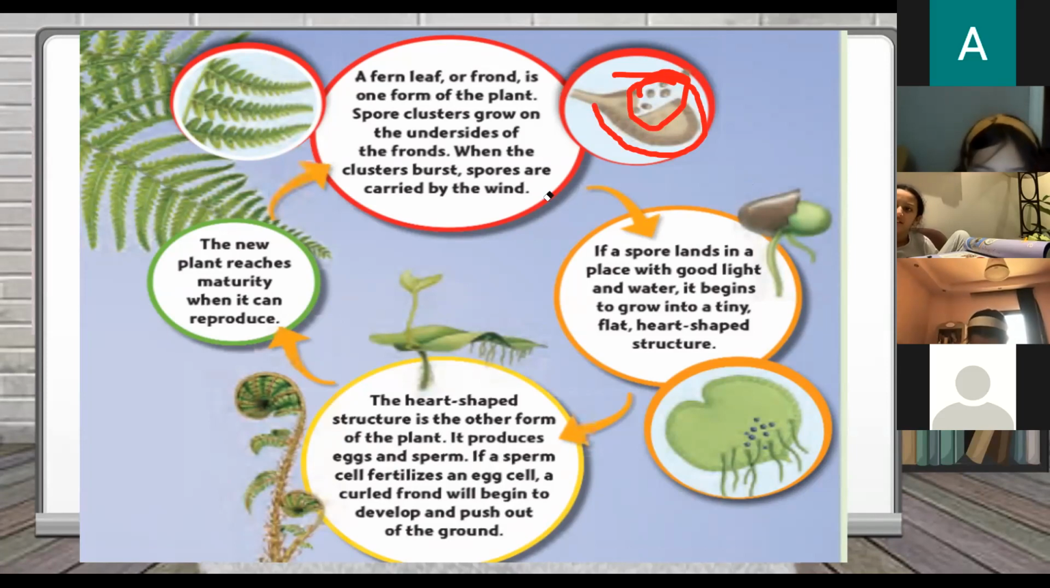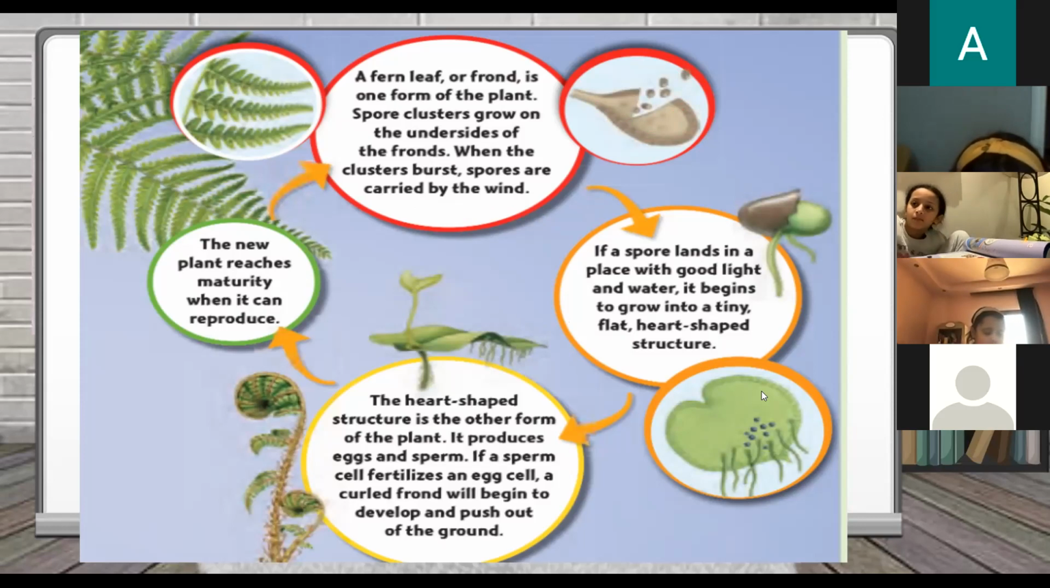Cluster? Cluster. Yes, cluster. So what happened here? How do ferns reproduce, or how do ferns make new plants? The cluster opens up a little bit and releases the spore. If a spore lands in a place with good light and water, it begins to grow.